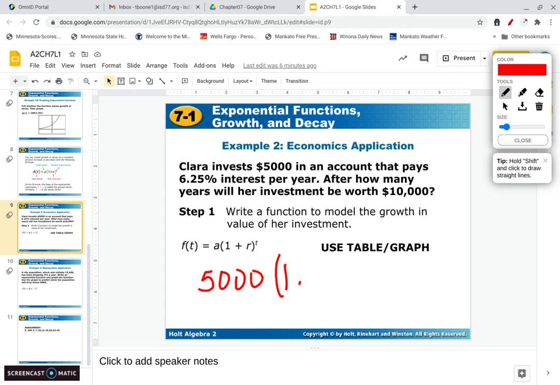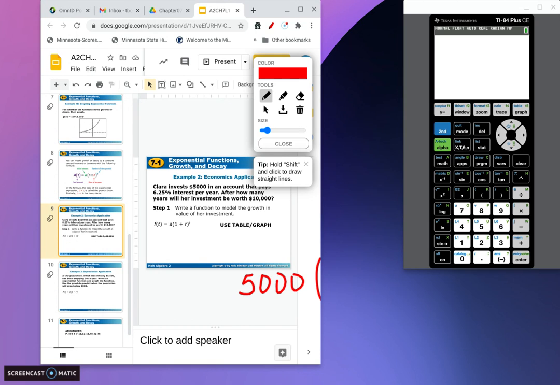So it's going to be 1.0625, and we're going to raise that to the x power. We're trying to find out what x is. And as of right now, we're going to put that into a calculator. So let's take that and put that into the y equals here. We're going to go 5,000, and then in parentheses, 1.0625, and we're going to raise that to the x.